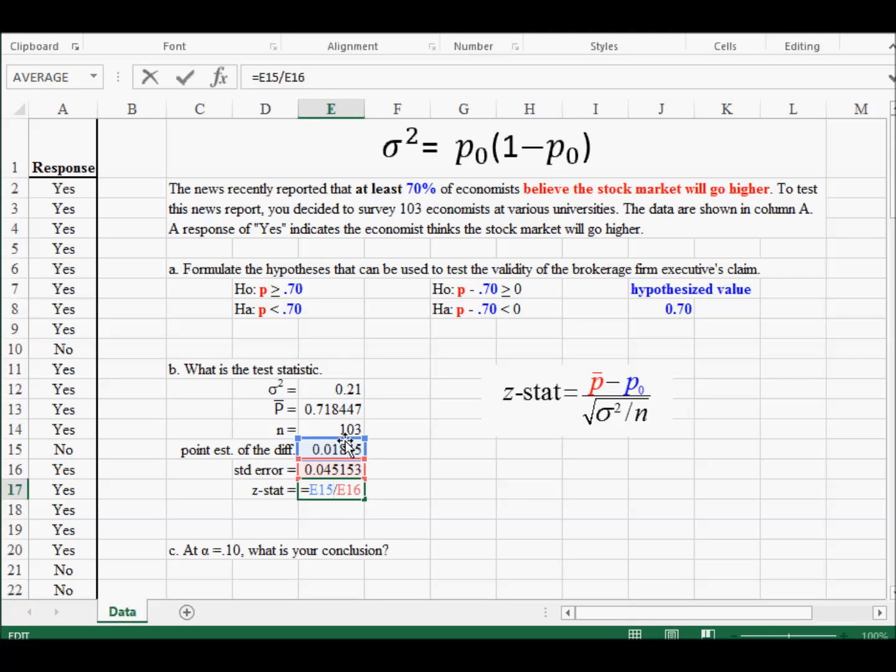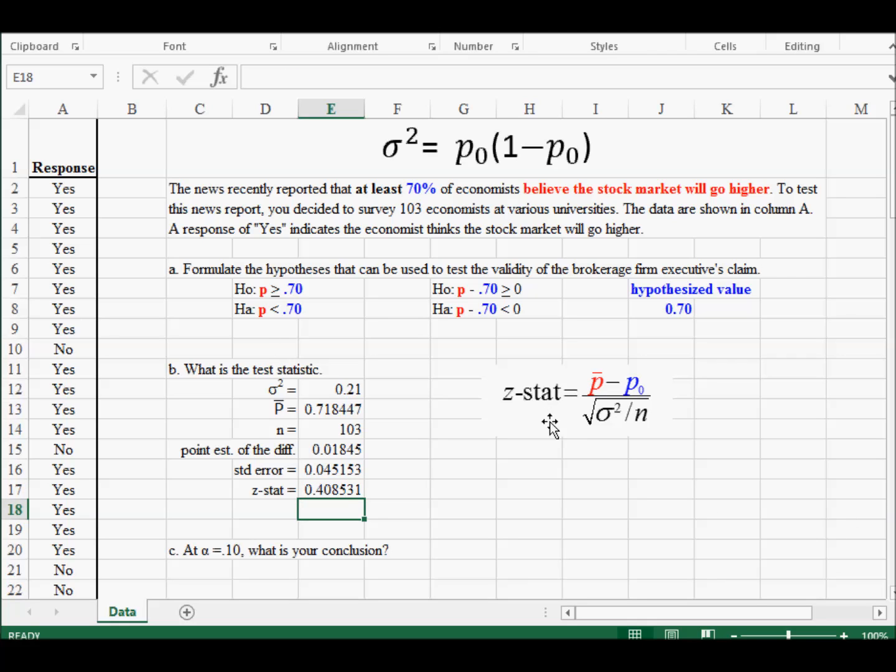So the last thing to do in this part of the question is calculate z-stat. It's just the ratio of the point estimate of the difference, which is the numerator of the z-stat, divided by the denominator, which is the standard error. And z-stat here is positive 0.408531.